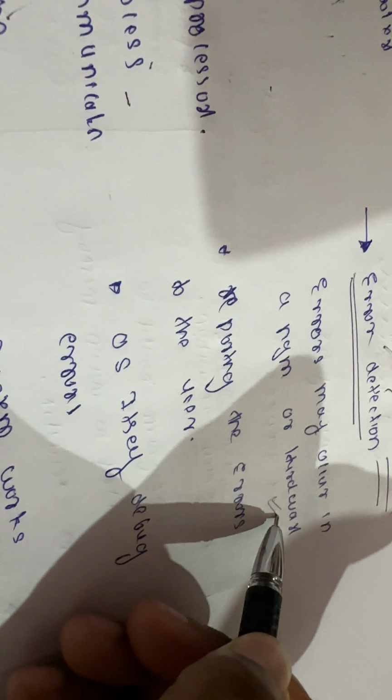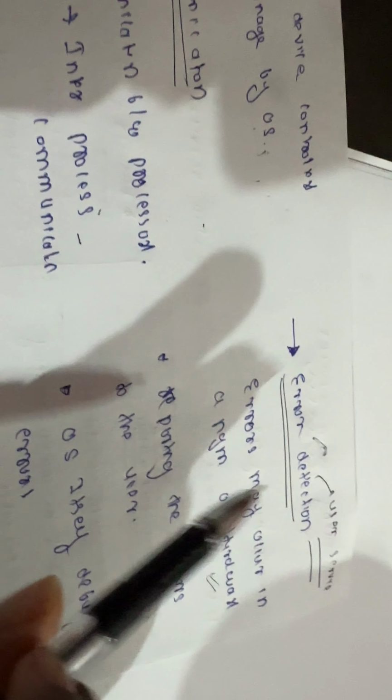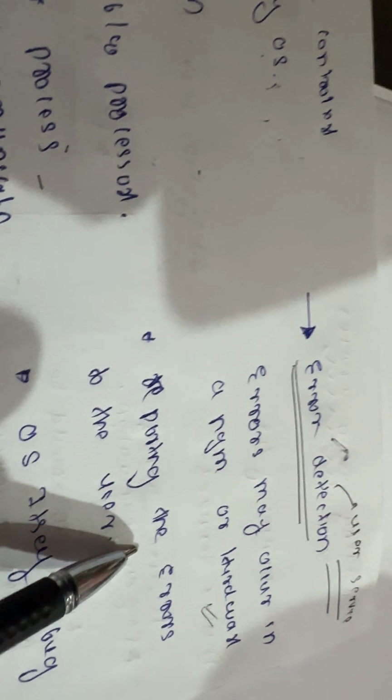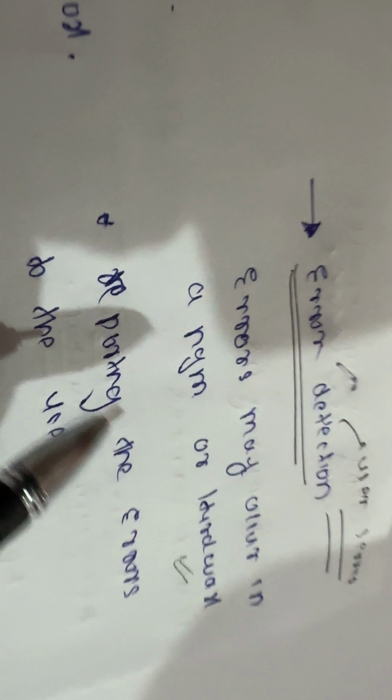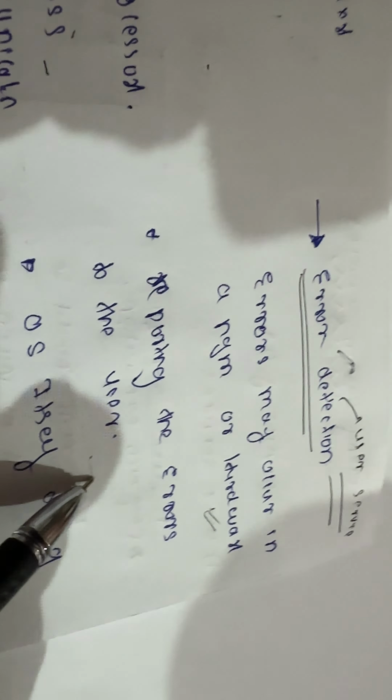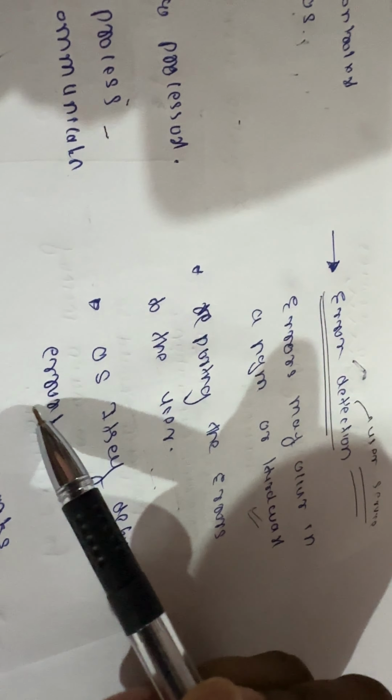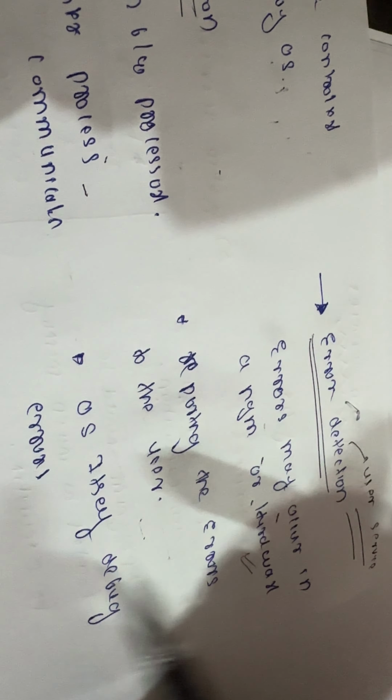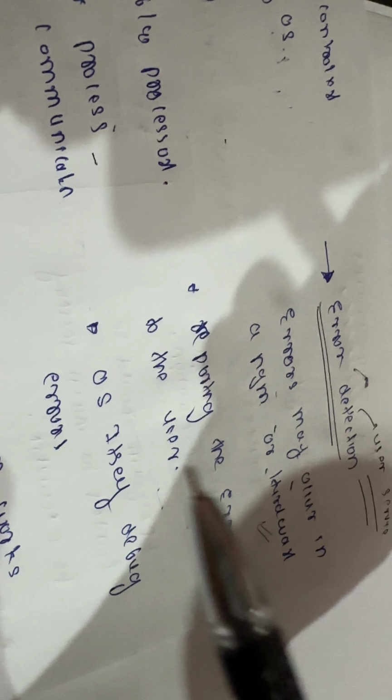Now next is error detection. We know that in a program or in any hardware, errors will occur. So what does the operating system do? The operating system basically reports these errors to the user. It tells you that there is some error which occurred here. The OS itself can also debug these errors. This is another service provided, error detection, which helps to make the system work consistently.